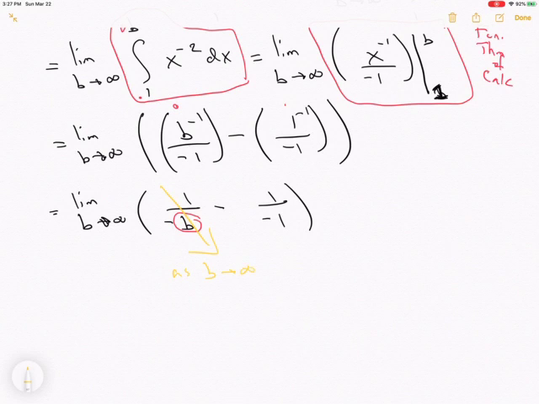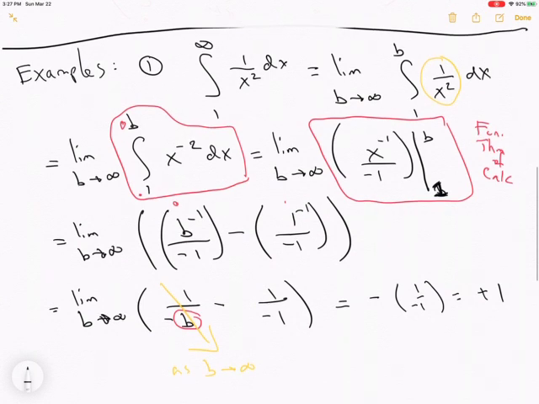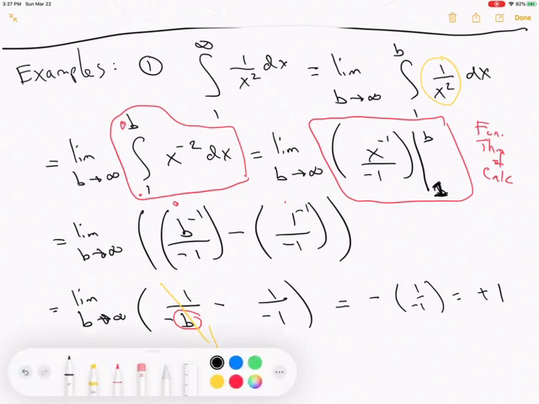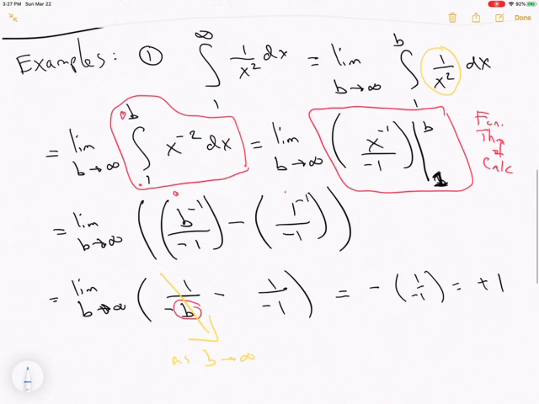And so you're just left with this thing here, and this thing here is just negative of 1 over minus 1, which is positive 1. And so that's the answer. So you can look up here for a second. This integral is just equal to positive 1. So I'll just summarize the work. We calculated that the integral from 1 to infinity of 1 over x squared dx is 1.